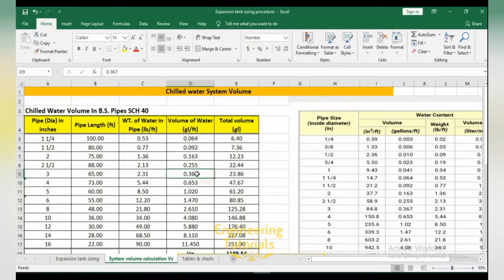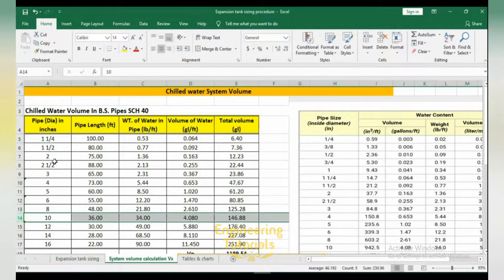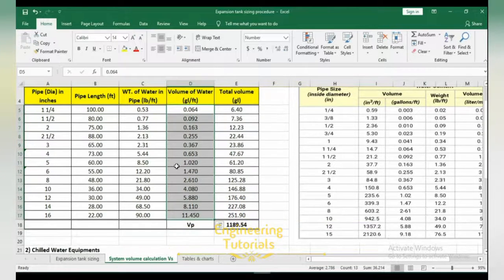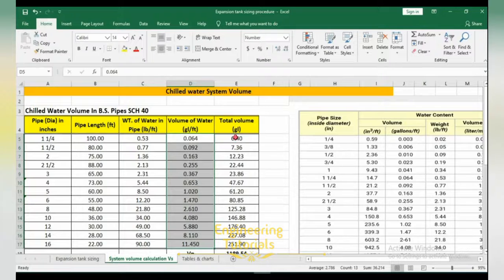You can see 0.367. In the same way, let's say for a 10-inch pipe size, how many gallons per feet are required for 10 inches? For 10 inches, it is 4.08 gallons per feet. So in the same way, you have to write gallons per feet for every pipe used in your project. Now the next column is related to total volume. As you can see, we have written the volume of water in gallons per feet.